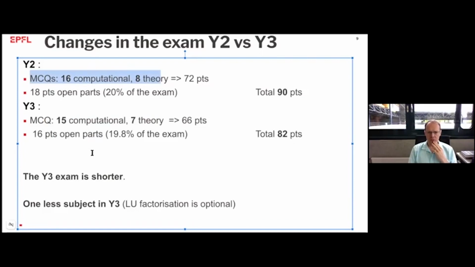But the result from these little changes is that the year 3 exam is shorter. Actually, there is one less subject in the common syllabus. Well, many teachers did teach it anyway, but formally there was one single subject less in year 3. So now we can see the results of the exams.